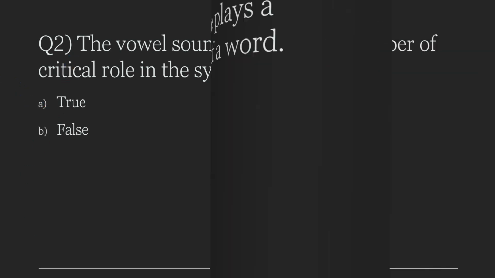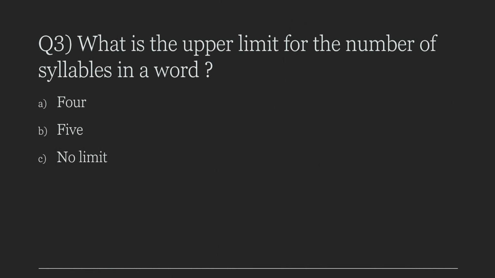Next question. The question asks the upper limit of the number of syllables in a word. So there is no such upper limit for the number of syllables in a word. A word can have n number of syllables. It can have 7 syllables. It can have 3, even 2 syllables. Hence the answer is C, no limit.